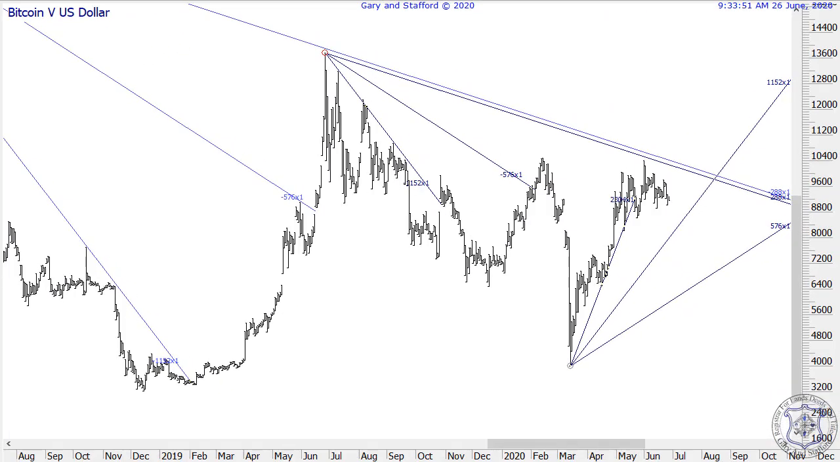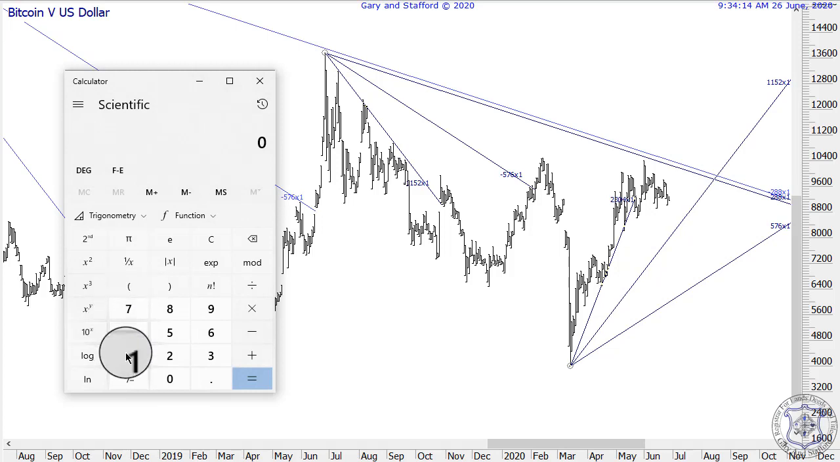Now, I did a video on Bitcoin against US dollar the other day, and I actually forgot to put this in the video, so I'm just doing an add-on. Basically, this is what the chart looked like when I'd finished. And I showed you that it was based on the odd number of 9, so that's 1152.